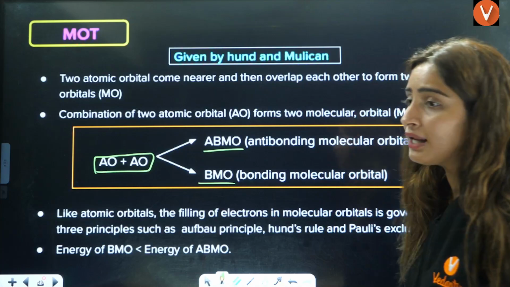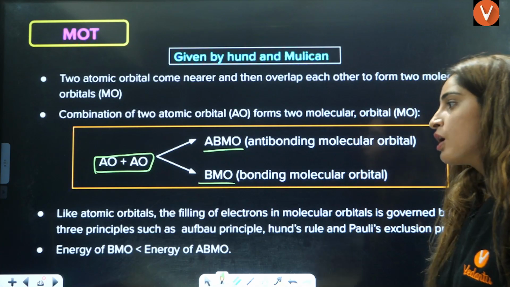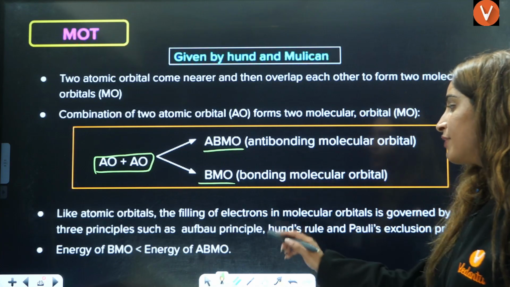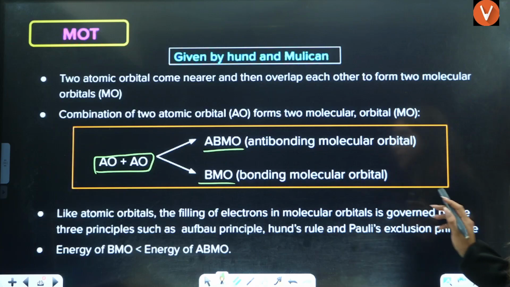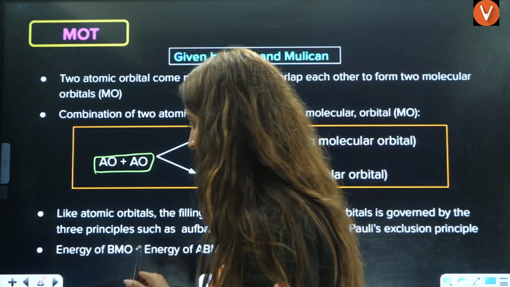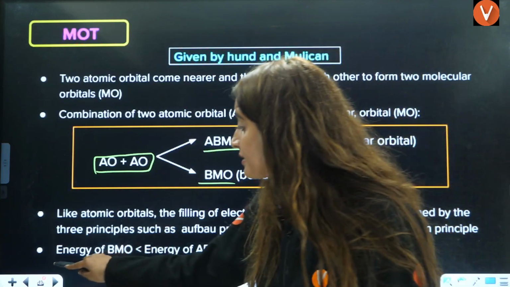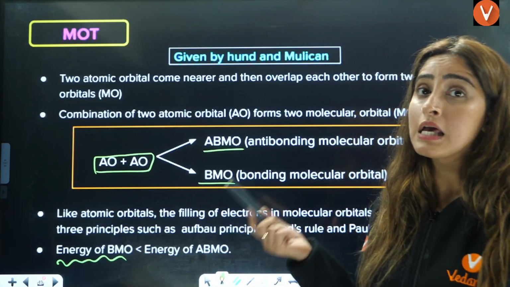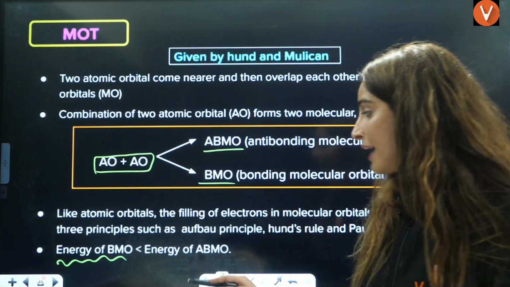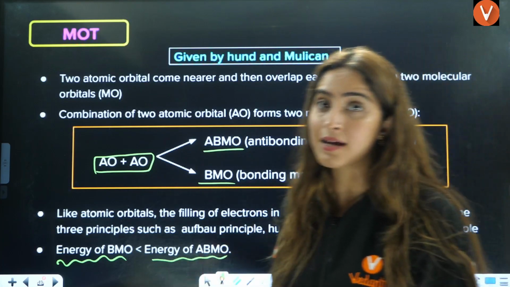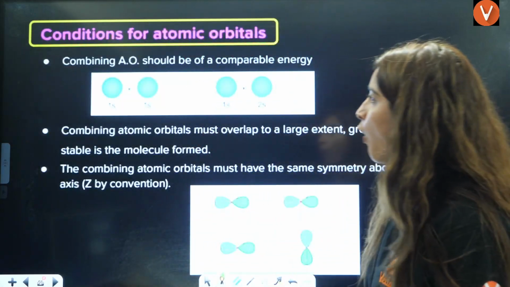Anti-bonding molecular orbital and bonding molecular orbital. So like atomic orbitals, the filling of electrons in the molecular orbital is governed by these principles, where we should understand that the energy of bonding is always less as compared to anti-bonding. Anti-bonding orbitals are unstable as compared to bonding molecular orbitals.